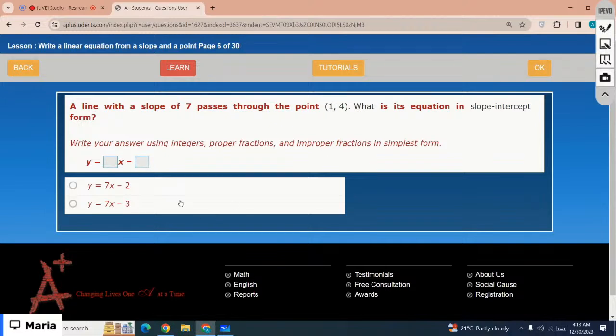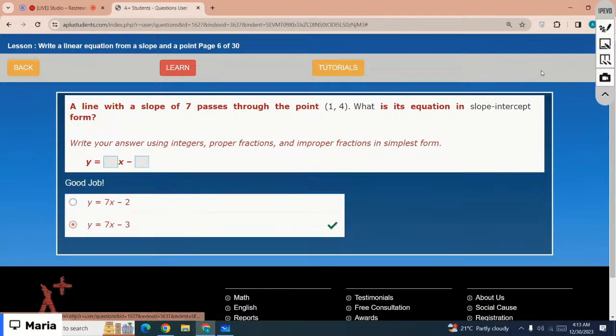Yes, the correct option is y equals 7x minus 3, right? You can use any method that you find easy for you, right?